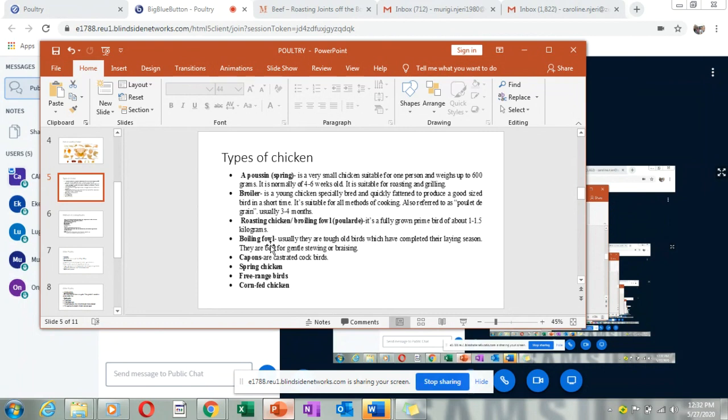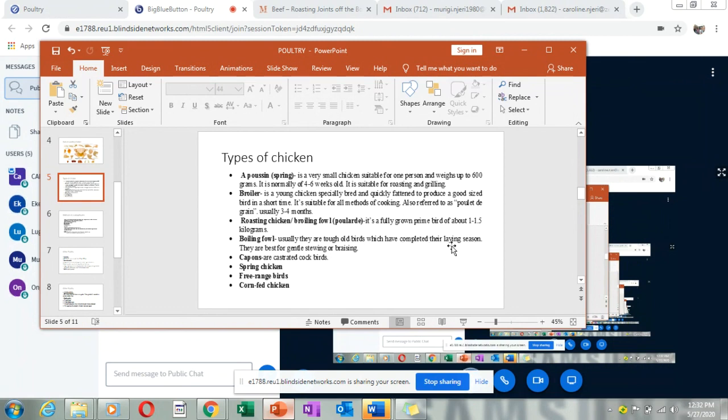The boiling fowl is actually the old hen. Do you know old hen? If you read the whole statement, it says they are tough old birds which have completed their laying season.